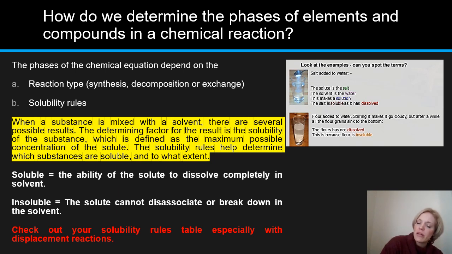How do we determine the phases of elements or compounds in a chemical reaction if there's no description? How do we do this? Okay, there are 2 ways to do this, and it's the reaction type and the solubility rules.